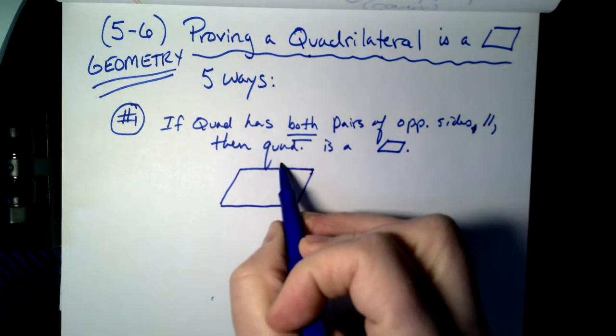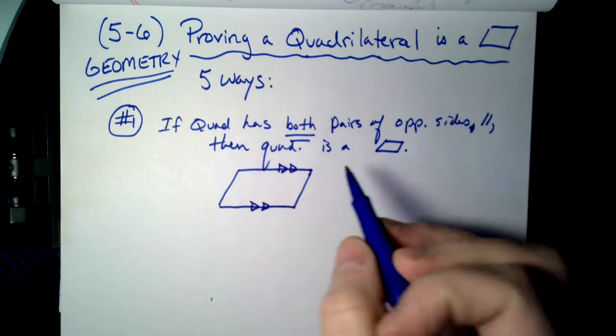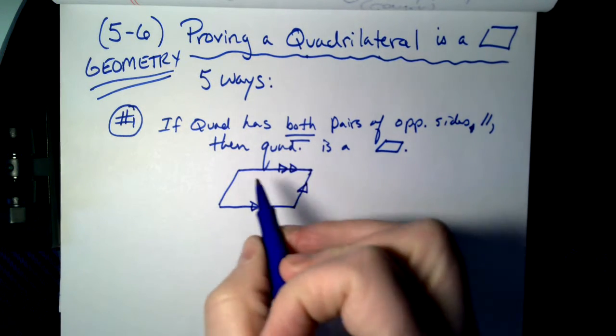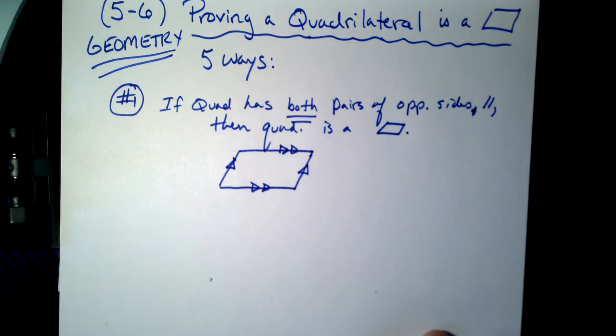All right, we have to show that the top is parallel to the bottom. There's probably going to be extra lines in there to do that. And this side is parallel to this side. So if that happens, then it's going to be a parallelogram.